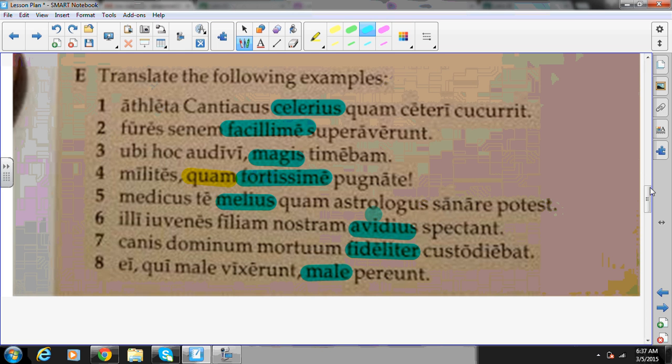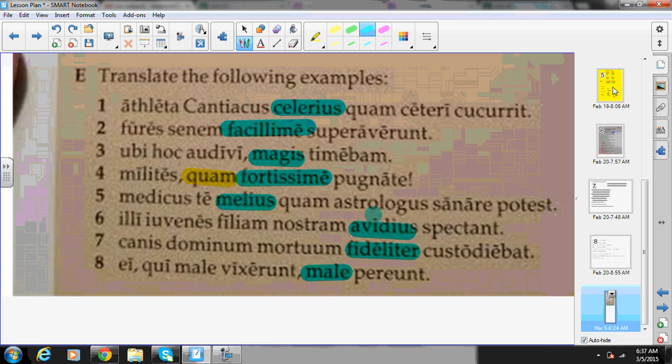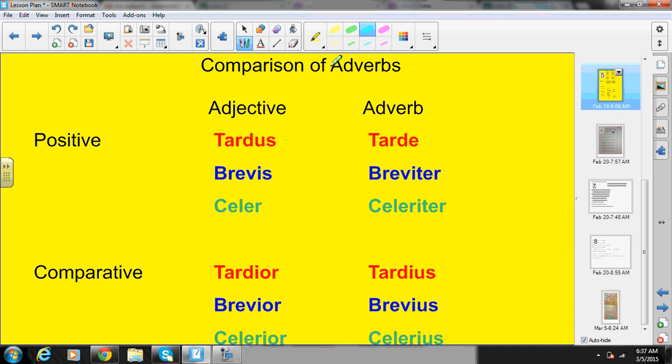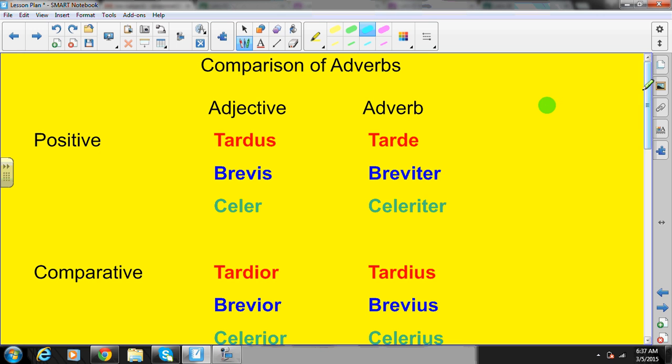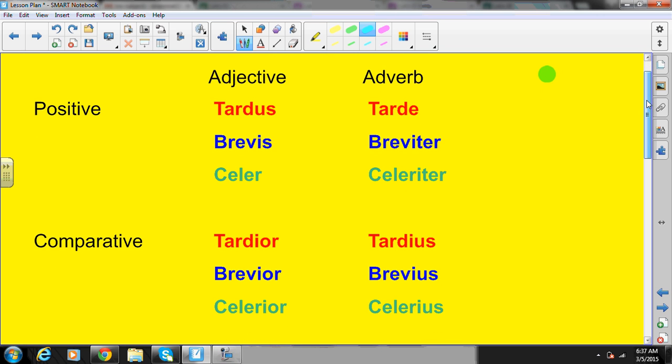Now, I do have a little chart that I'm going to throw up here for you. This shows you how these adjectives become positive adverbs. You guys remember me telling you that for the second declension, we changed the US to an E. So tardus is late as an adjective. Brevis, the third declensions, are going to change to ITER. Hopefully you can see that the endings are changing.